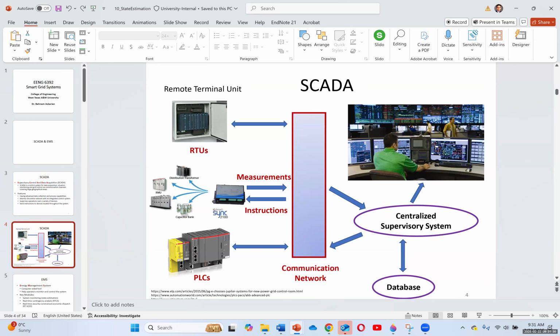This is a graph of a SCADA with its different components. We have the communications network. Sometimes it could be internet. Sometimes, most of the times actually, they have their own communication networks as well. We have the RTUs, which are remote terminal units, the PLCs, the measurements and instructions. And on the other side, we have the centralized supervisory system and our database. And this is actually what a centralized supervisory system, the control system of a SCADA, looks like.